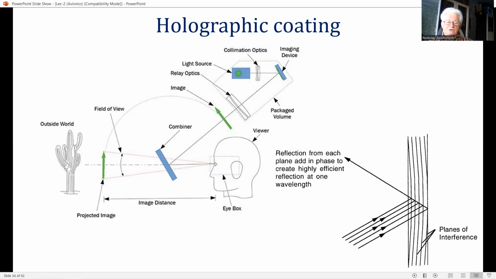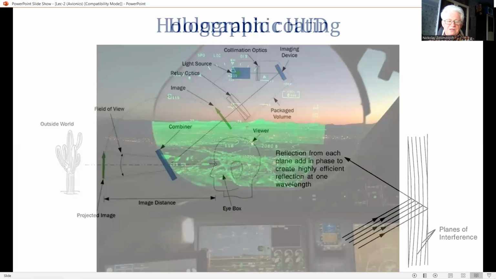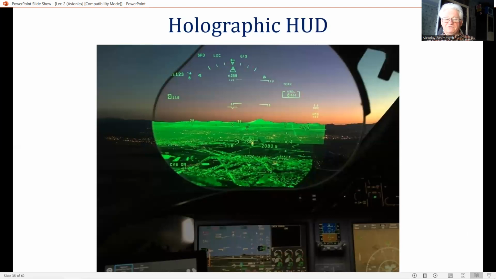This slide illustrates the planes or layers of varying refractive index formed in the holographic coating. The bandwidth of the angular reflection range is determined by the magnitude of the change in refractive index. This variable can be controlled during the developing process and is specified as the hologram modulation.